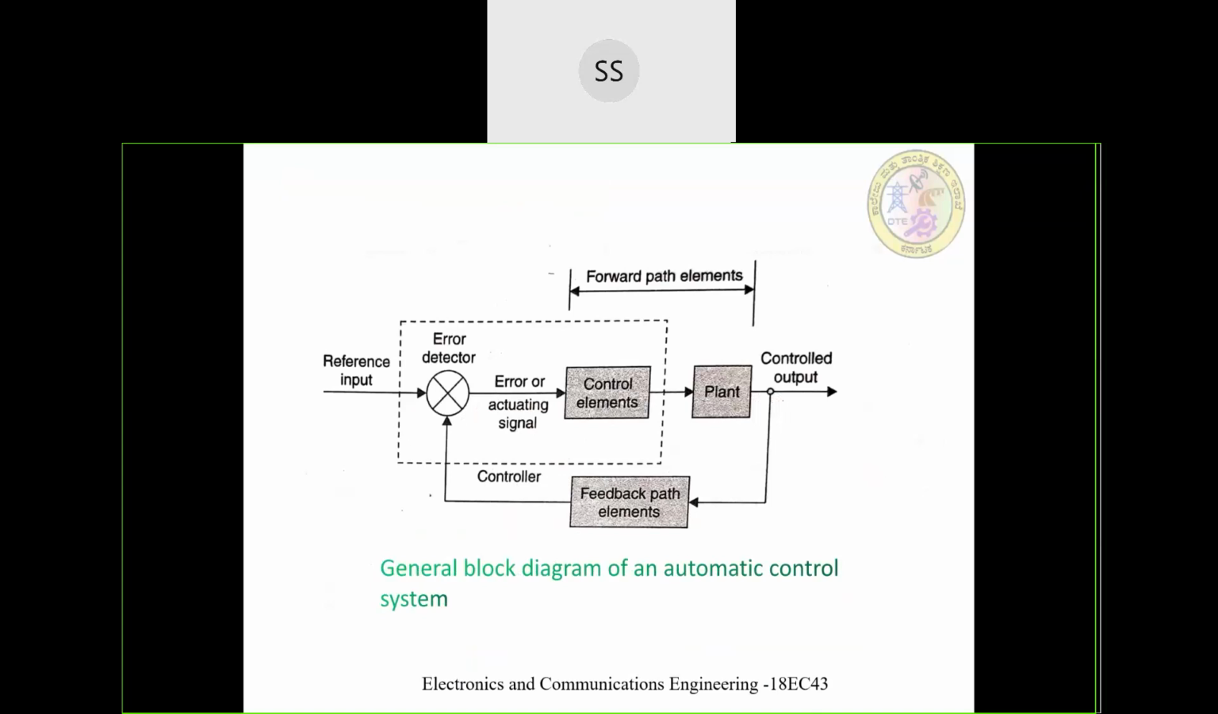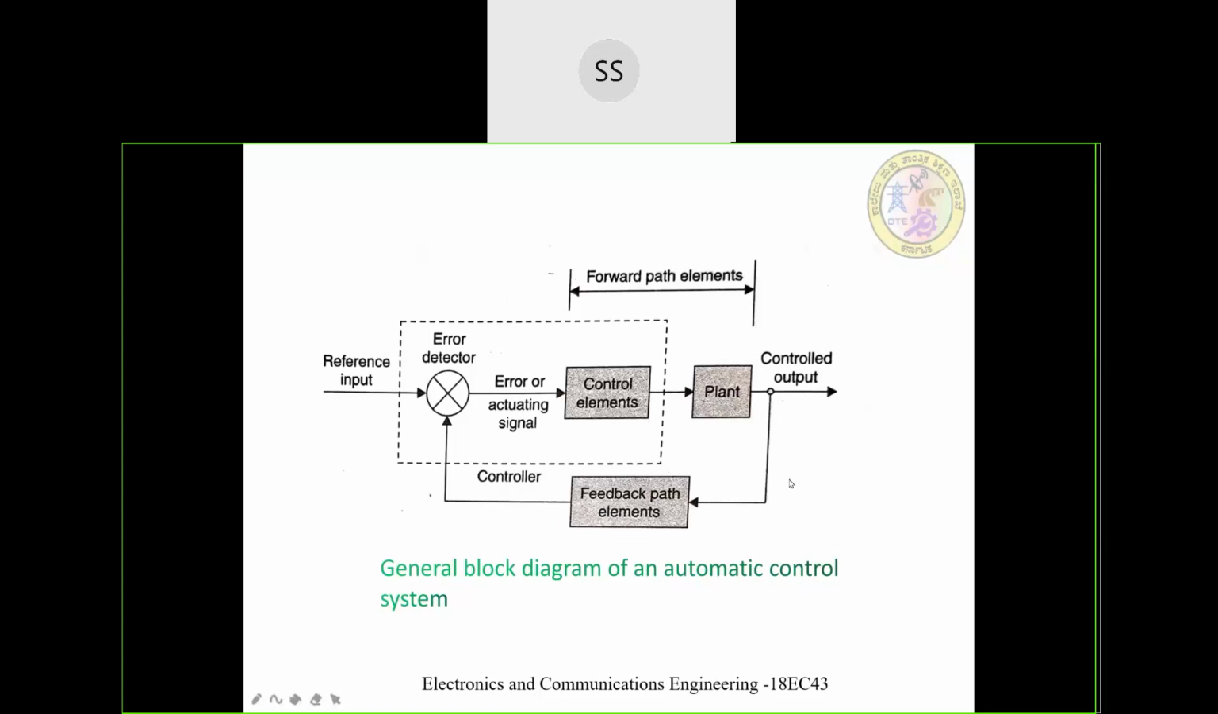So they are the control elements. So next it will go to the plant. So it is also a controlled member in the total system. Okay, so then out of the plant you are going to get the controlled output.